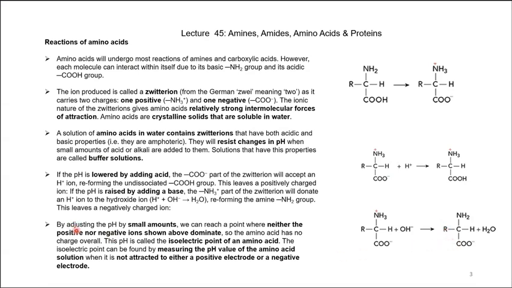So as I said, by adjusting the pH in small amounts, we can reach a point where neither the positive nor negative ions dominate. This pH is called the isoelectric point of an amino acid. This isoelectric point can be found by measuring the pH value of the amino acid solution when it is not attracted to either the positive electrode or the negative electrode.